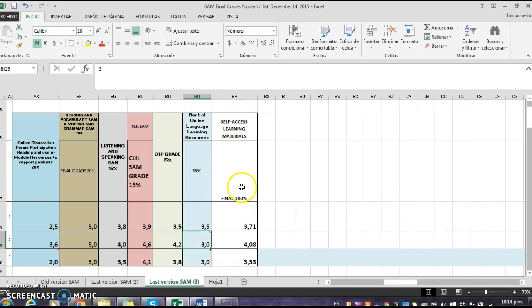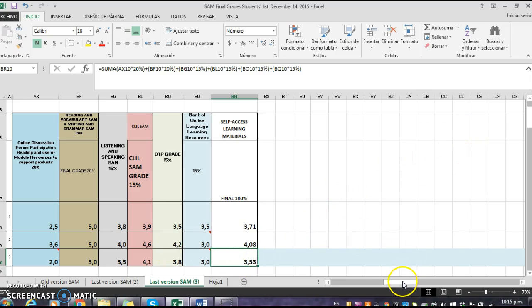And the final one that you will see, the final column, is going to be the 100% with 3 digits, meaning that you can see 3.71 becomes 3.7, 4.08 becomes 4.1, and 3.53 becomes 3.5, right?